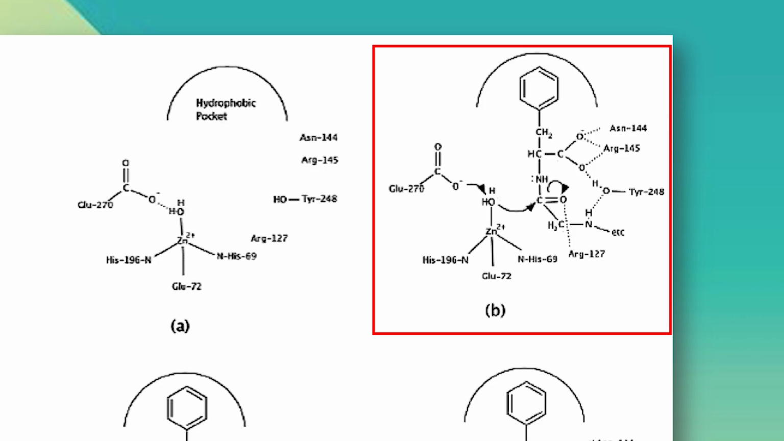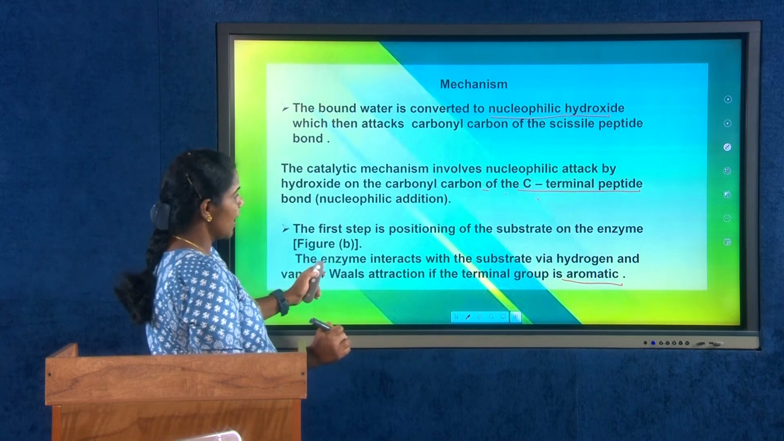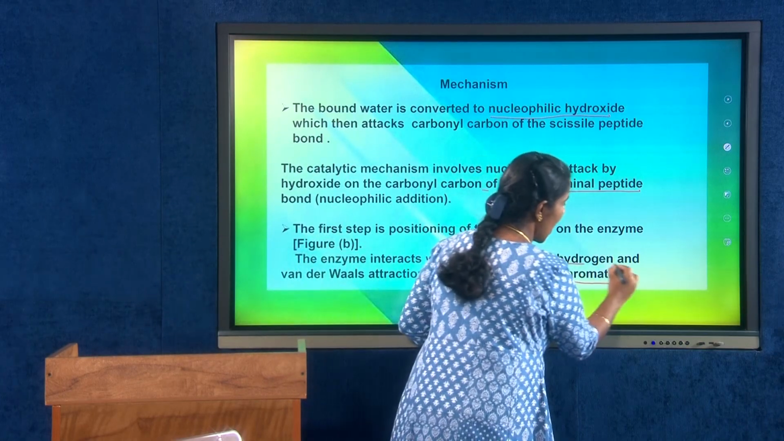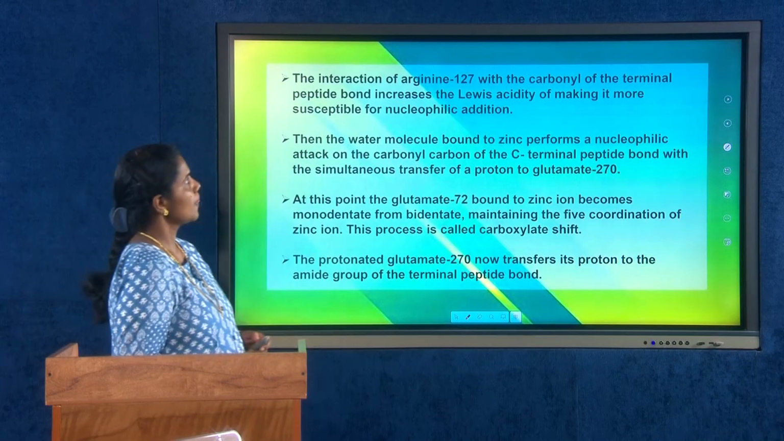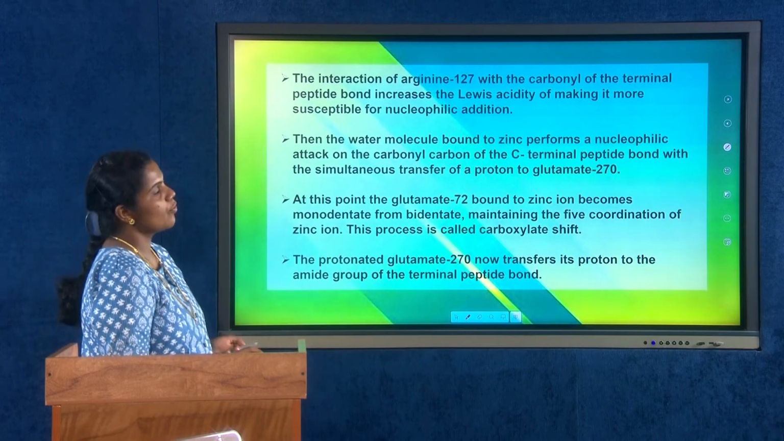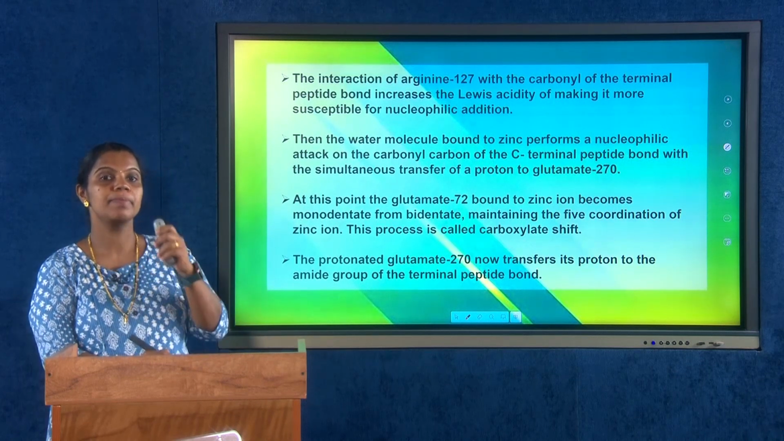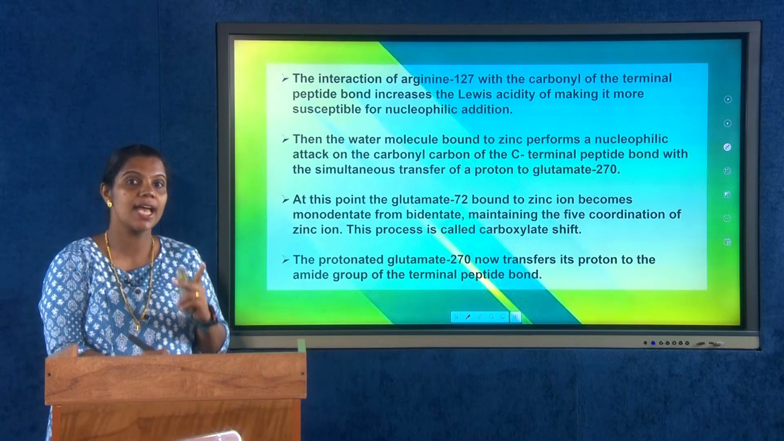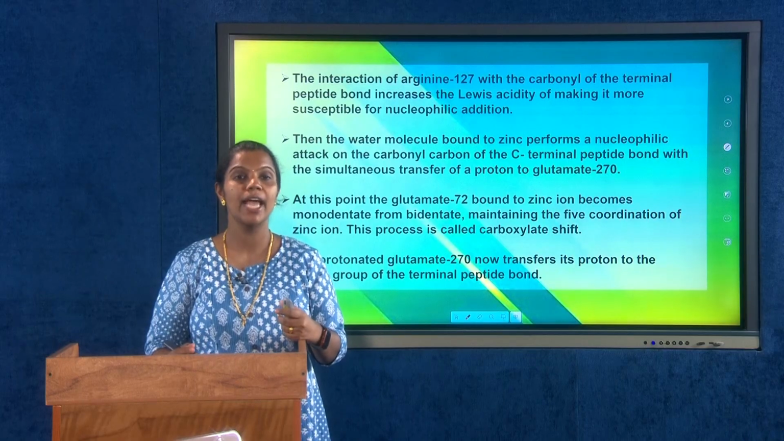The first step is the positioning of the substrate on the enzyme. If the terminal group is aromatic, the enzyme will interact with the substrate via hydrogen and van der Waals attractive forces. The interaction of arginine 127 with the carbonyl of the terminal peptide bond increases its Lewis acidity and makes it more susceptible to nucleophilic addition.